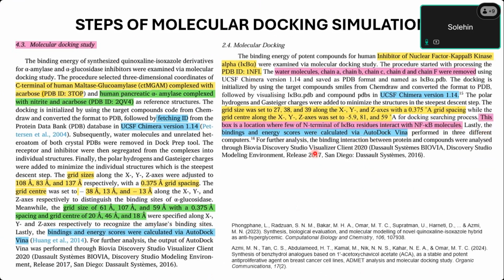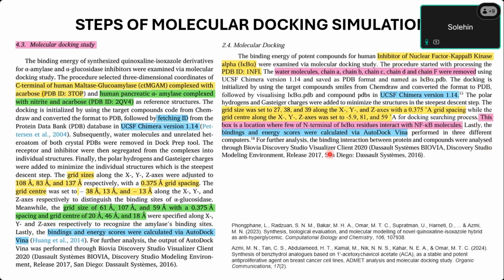And he said that the water molecules and chains A, B, C, D, and F were removed. It means that this is such a big protein. They just keep a few targeted chains, which I think is chain E, since there is no E here, only A, B, C, D, and F. Okay, it means they use chain E.